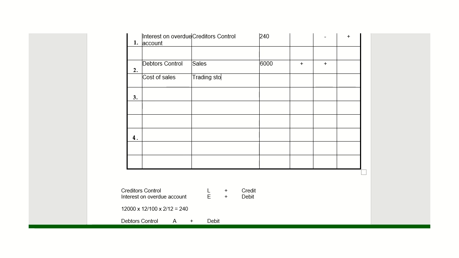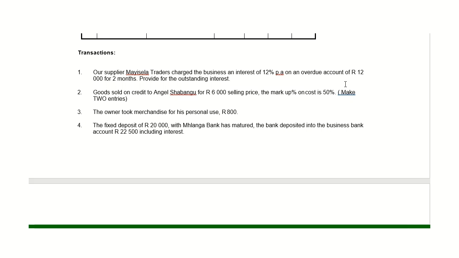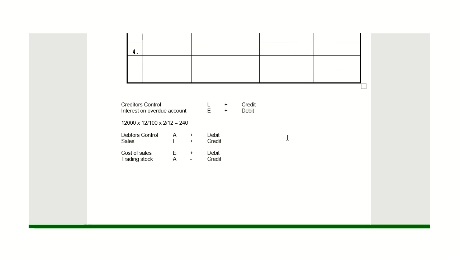Stock credit. But now I must go and work it out. They did not give me the cost of sales, they gave me a markup. They told me the markup is 50%. So to do that, I use that grade 9 markup formula, which is I want to work out the cost price, that equals the selling price, multiply that by 100 divided by 100 plus the markup.